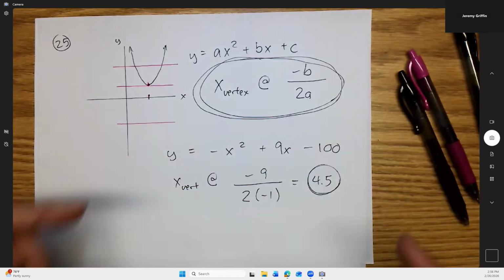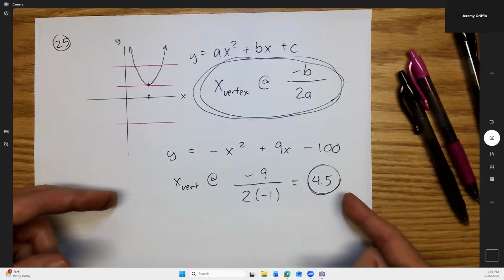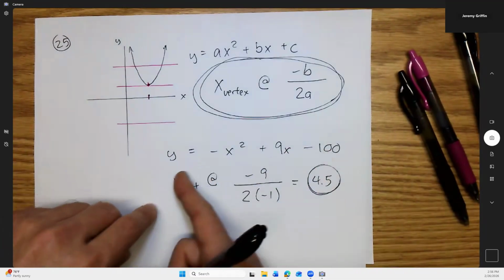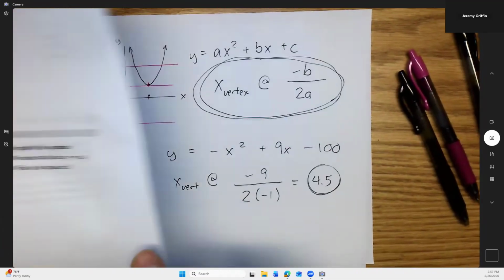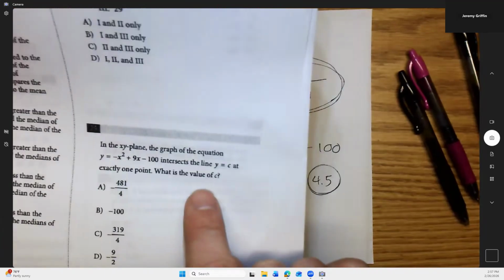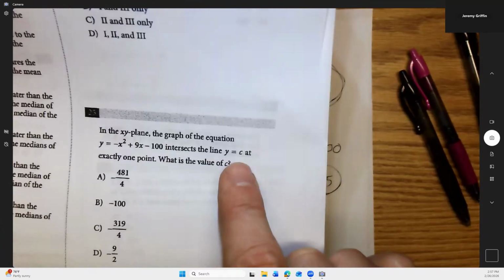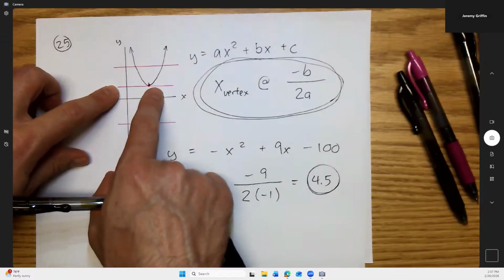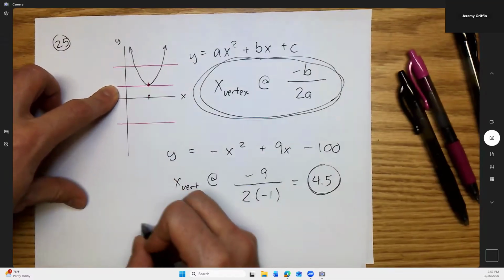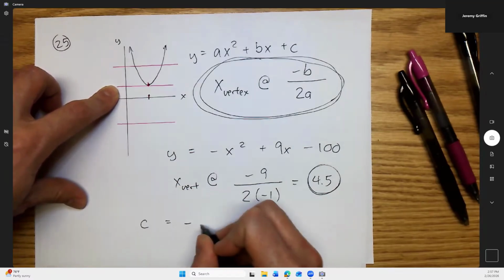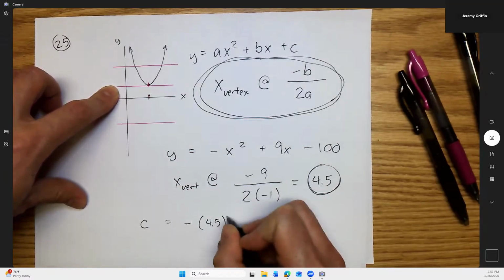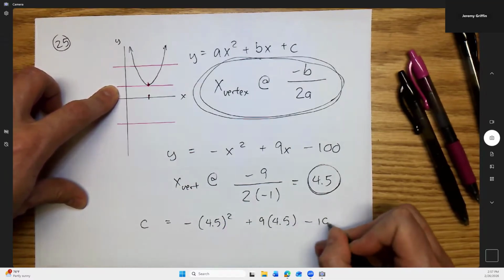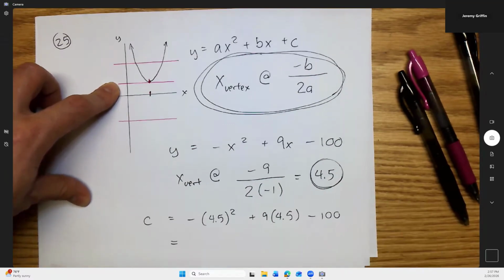If I wanted to find the y value, how would I get the y value? Plug it back in. Yeah, plug 4.5 into this x, and then I could find y that way. Actually, we do have to do that, because they're saying y equals c. So we're trying to find the value of this horizontal line, which is the y value, isn't it? So that's it. Let's do c equals negative, we got 4.5, we're gonna square, then 9 times 4.5, and then minus 100. So whatever this is should be the answer. Is that okay?